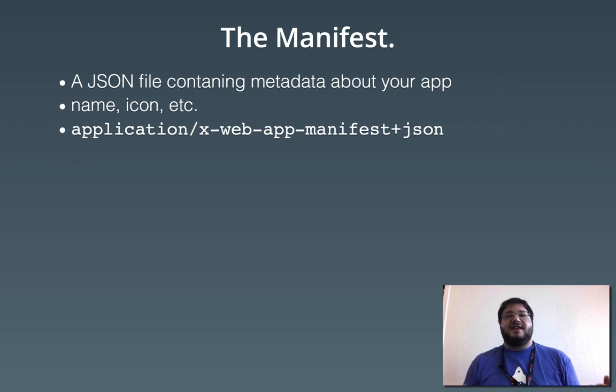The manifest is a JSON file that contains information about your app, the name, icon, etc. It's served with a special MIME type to indicate to the browser that it's more than just a file. It actually is representing an app. But really, it's just a very simple file that enhances an existing piece of web content with app properties.